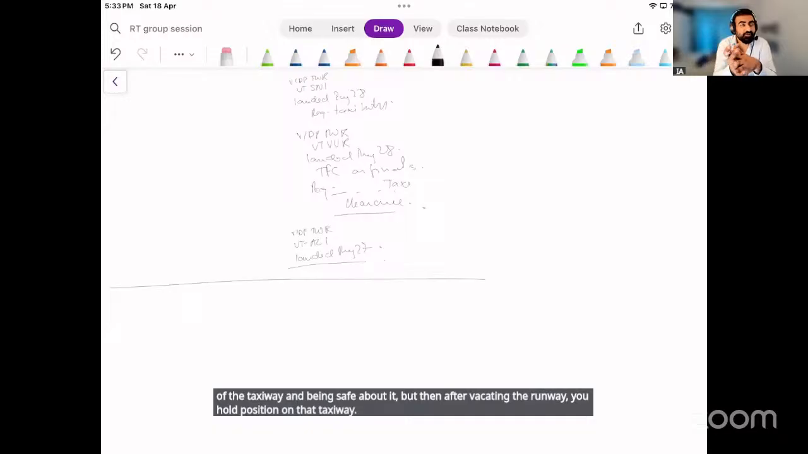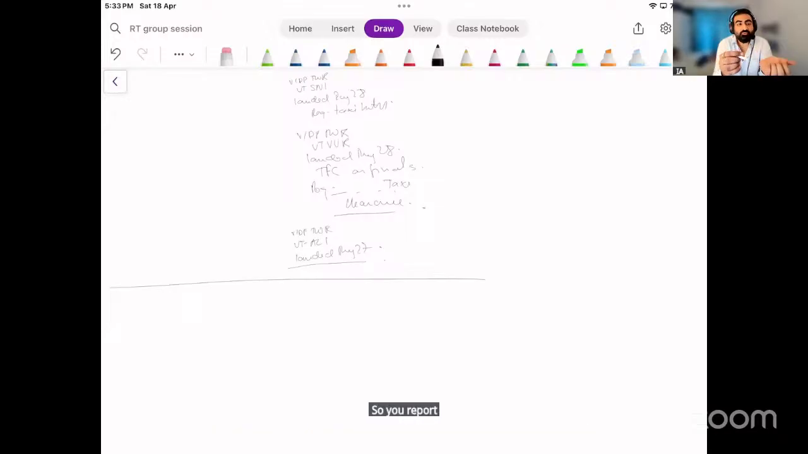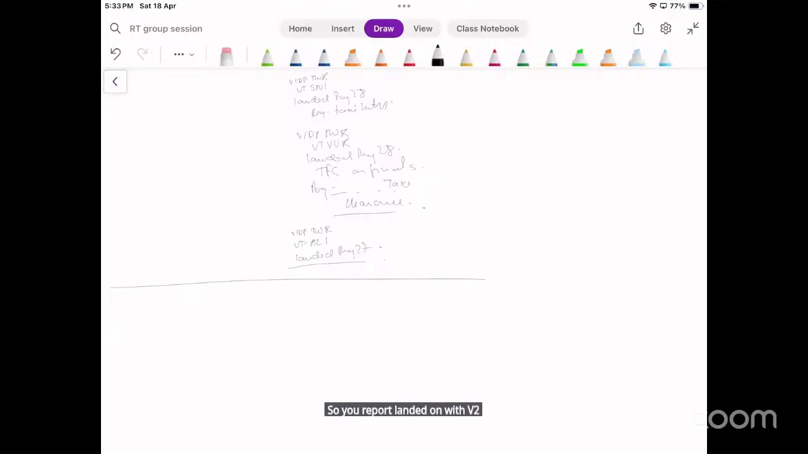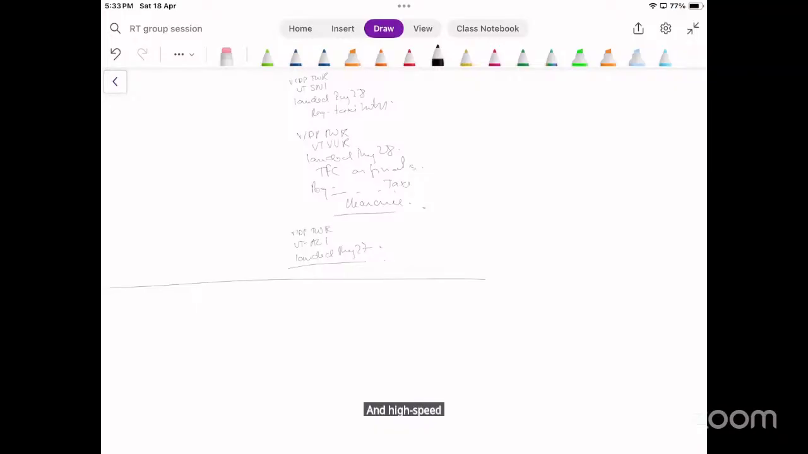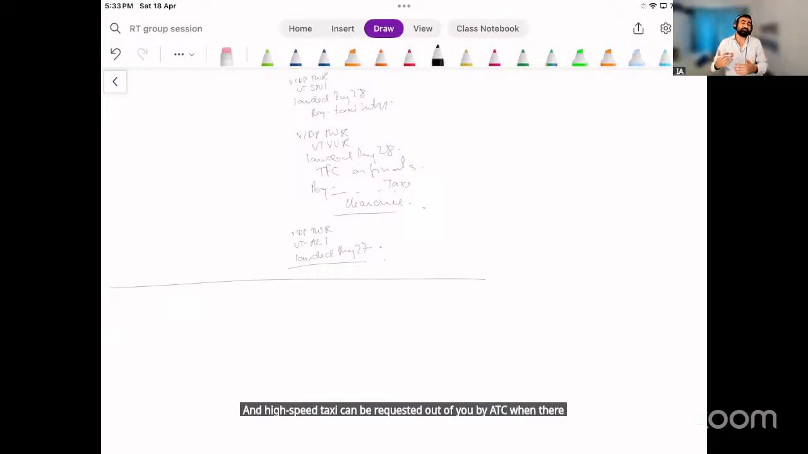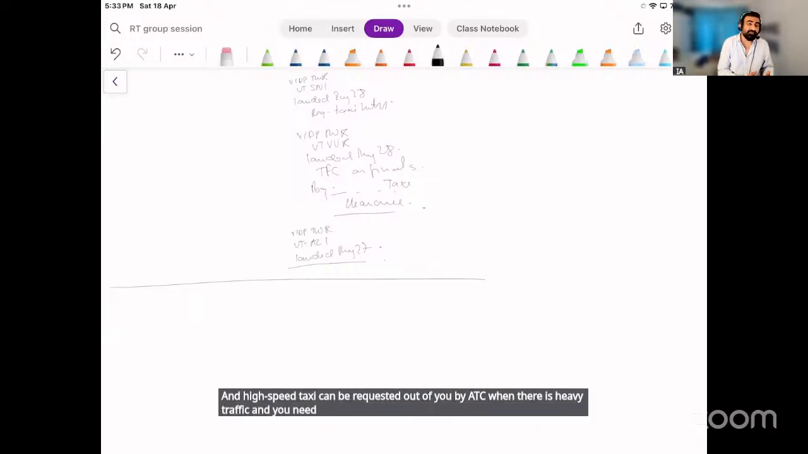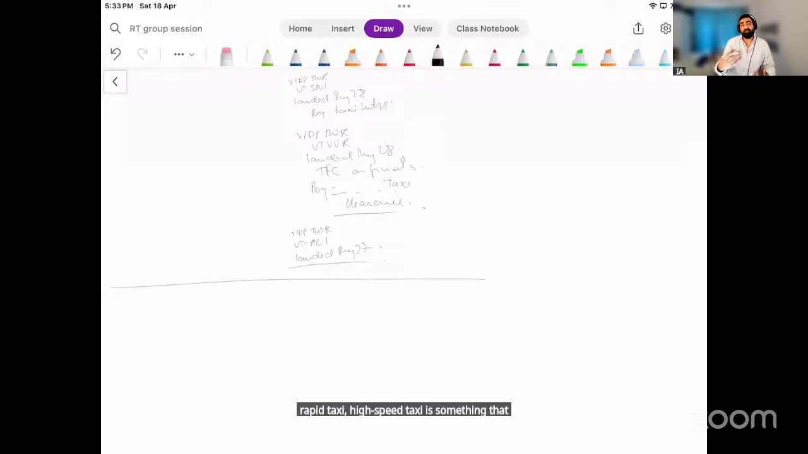So you report landed runway 32, the rapid taxi. It actually goes by the name high speed taxi, and high speed taxi can be requested of you by ATC when there is heavy traffic and you need priority or something. So they'll say kindly expedite. Rapid taxi, high speed taxi is something that you get trained on as a pilot or as a mechanical engineer for the aircraft.